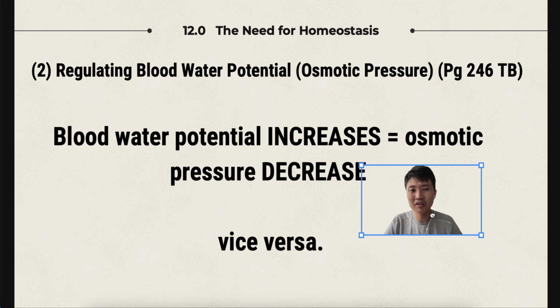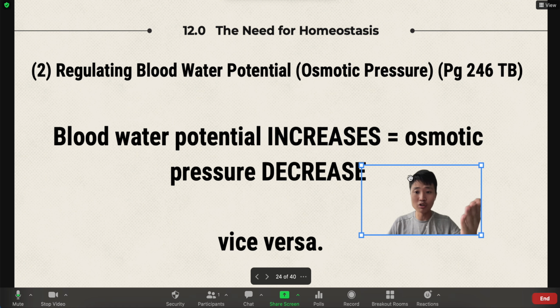Personally, Mr. Cho prefers to explain this using the terms blood water potential rather than osmotic pressure. But I'm putting both here because the rest of the bio teachers are teaching that too. But yes, it's about what you understand, so it's your preference as well. Okay, let's go.